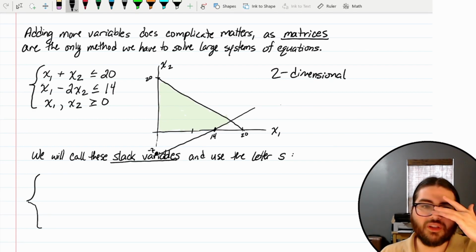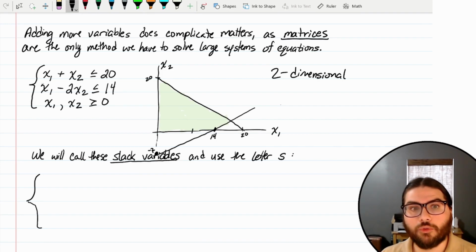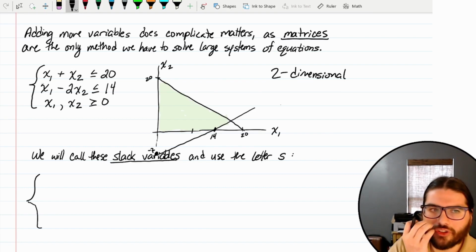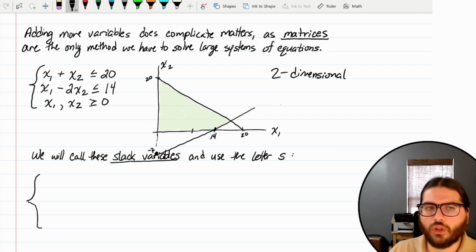It's a little bit messy because I had to graph it. It required me to be able to see the picture to give you this region. And to describe this region, I had to draw you a two-dimensional picture. Let me do this now, but let me take each of my inequalities and turn them into an equation using one of these slack variables, those variables from before.